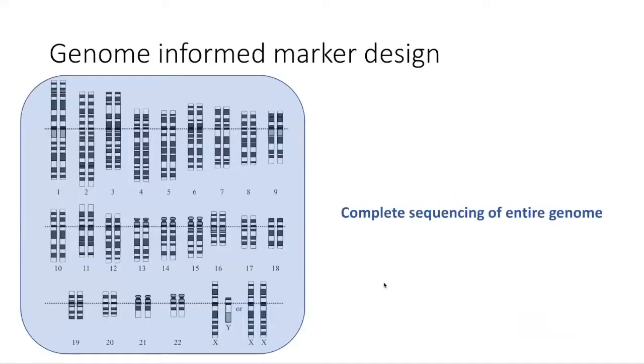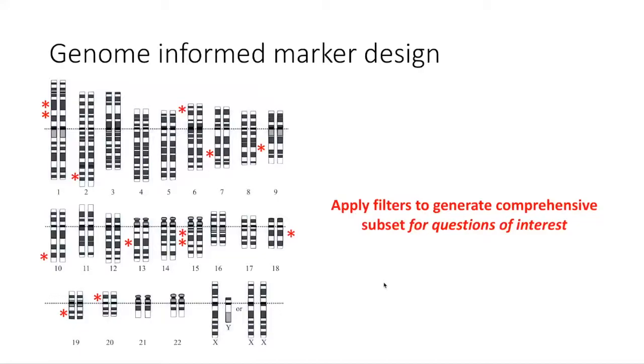So we wanted to take all of this one step further in the Thorny skate project, by beginning with a complete sequence of the Thorny skate genome. And John's going to talk a little bit more about this coming up. Starting with this complete sequence of the Thorny skate genome, we want to take a genome-informed marker design approach. So we're going to start with a complete genome sequence and filter it to generate comprehensive subsets of the genome that we think might be of interest for addressing particular questions about the Thorny skate. We might decide that one subset is particularly useful for assessing population genetic structure and stock structure, while a different subset might be useful for looking at adaptive divergences over time or changes in population demography and population size over time.